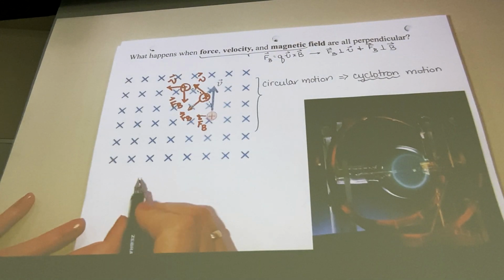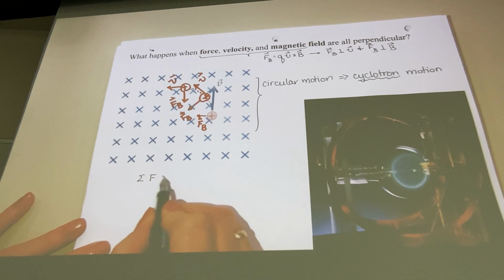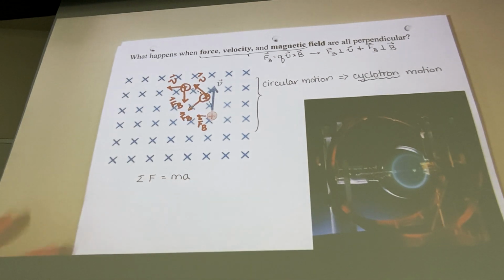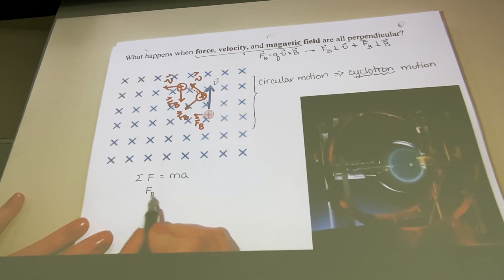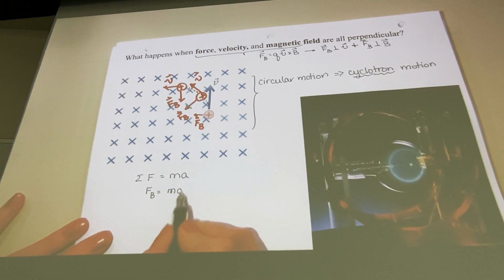So on our moving charge, the sum of the forces is mass times acceleration. Typically with these charges, they are very tiny. We do neglect the weight. So the only force with an appreciable magnitude is going to be our magnetic force, which is equal to m times a.